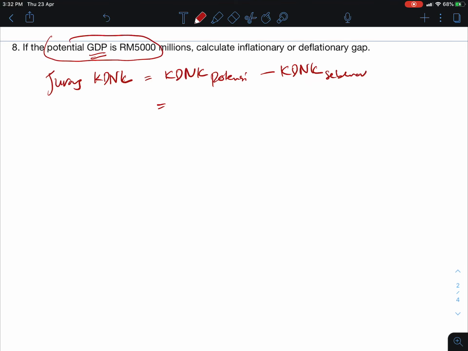Sometimes known as the full employment GDP. Full employment GDP, potential GDP is the same. So here full employment GDP is 5,000. Okay, kita tengok sini 5,000. So you have the actual equal to 4,225. So the difference between the two 785, correct?